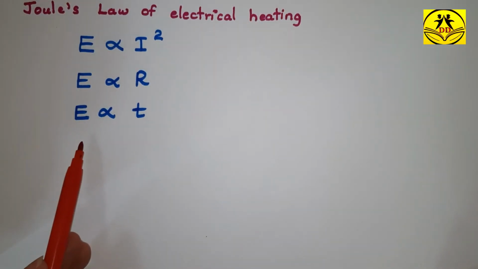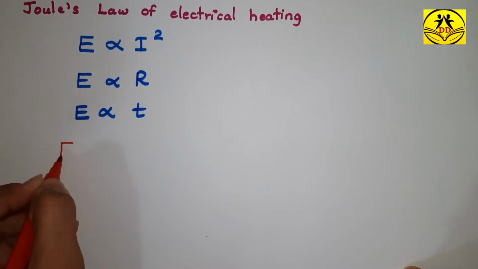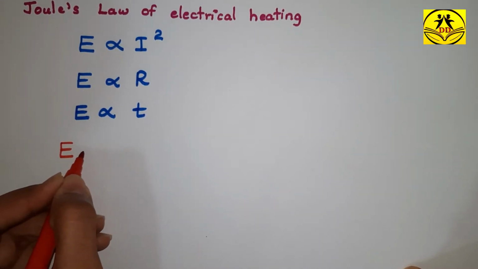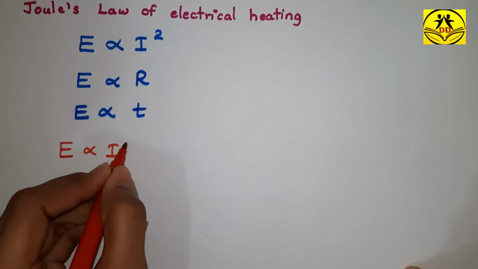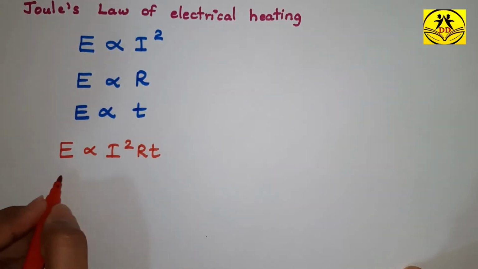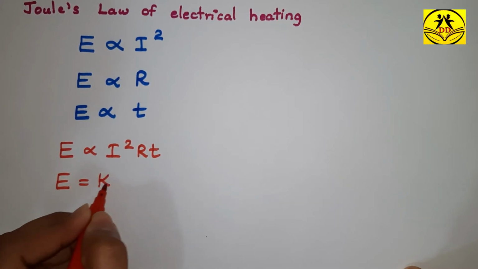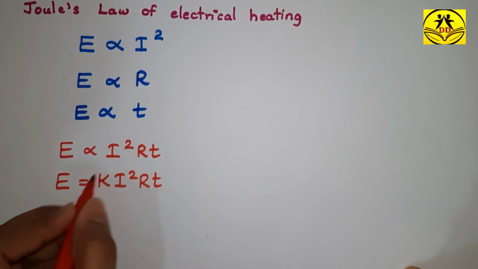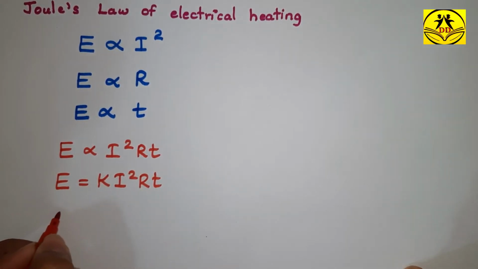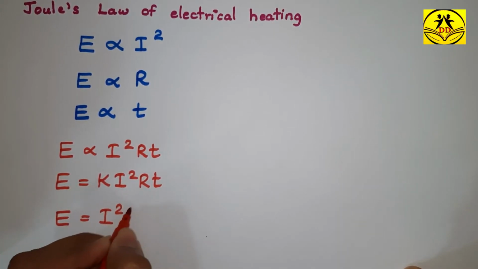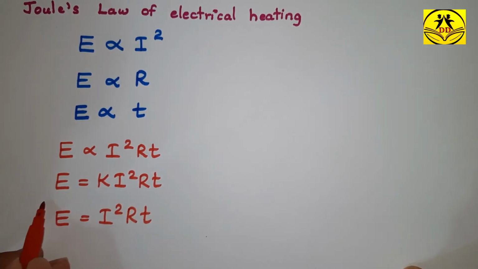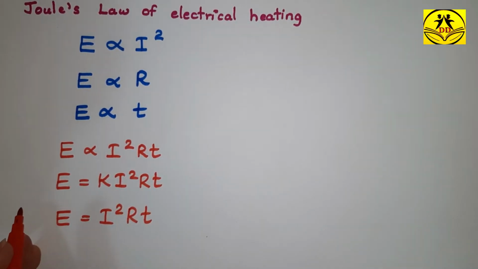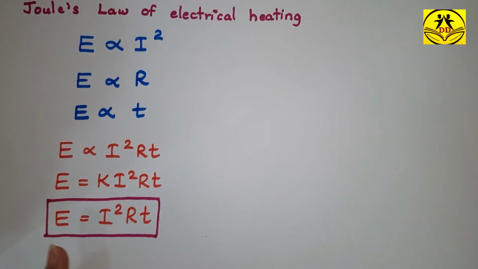So from this we can build up a relationship. Thermal energy is directly proportional to I squared RT. You can write E equals K, a proportionality constant, times I squared RT, and this K is found to be equal to 1. So finally you get E equals I squared RT. Now this is the equation you should remember. E is equal to I squared RT. This is what you should remember.